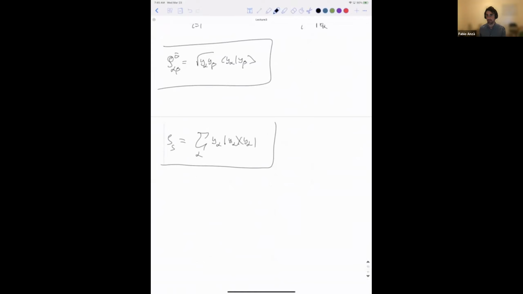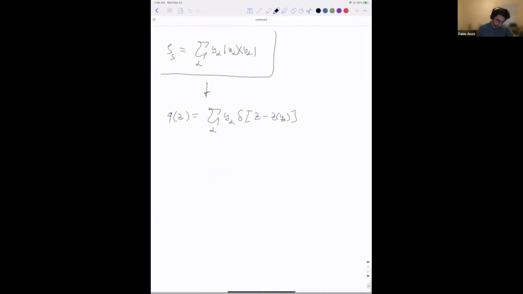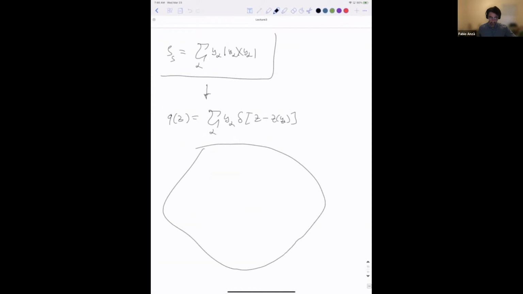This means that the states Y alpha basically do not interfere with each other. And out of this, you can build a unique ensemble, Q of Z, which is the sum over alpha Y alpha delta of Z minus Z of Y alpha, right? So this means that if this is the global quantum state space, and my system is in a single point, because the full system is in a jointly pure state, then at the joint level, the global geometric quantum state is just a Dirac delta.